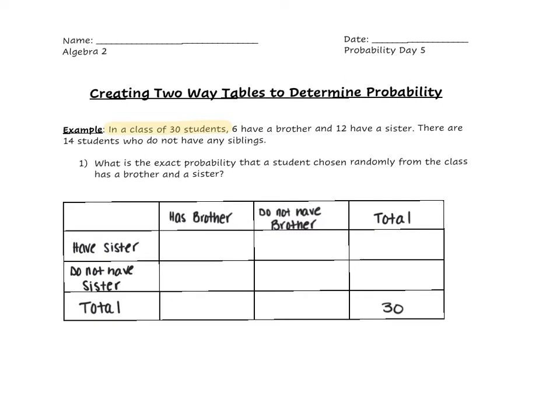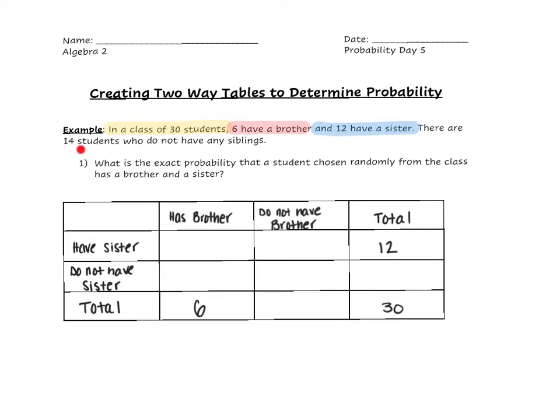So it says 6 people have a brother. Well, if this is my have brother column, then shouldn't the grand total of people that have a brother be here? It says 6 people have a brother, so we're going to put 6 here. Then it says 12 people have a sister. Being that I have 12 people that have a sister, here's my have a sister row, so the grand total of people that have a sister will be 12. So I can go ahead and put 12 here.